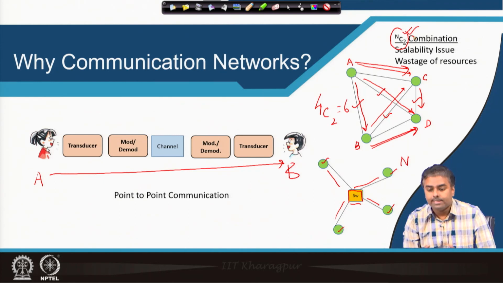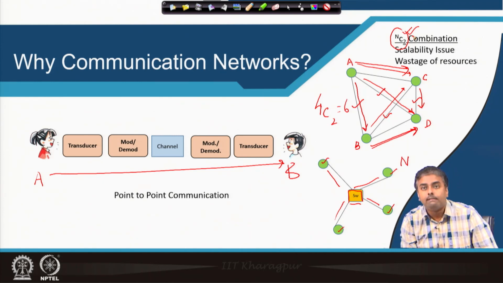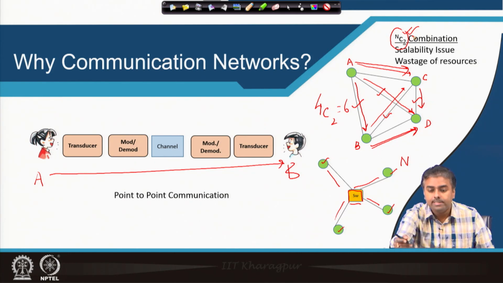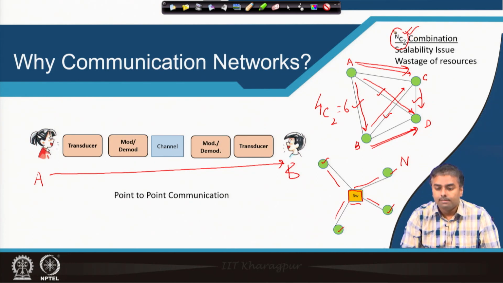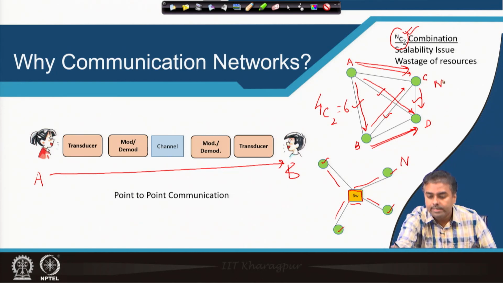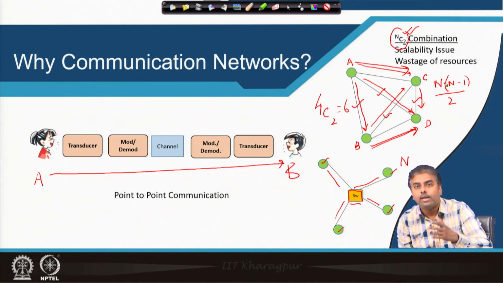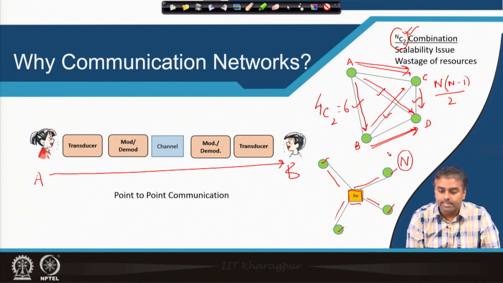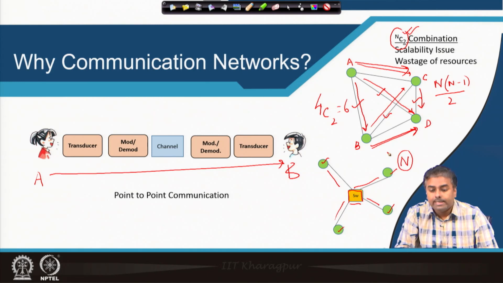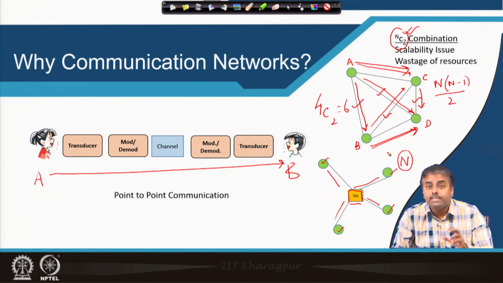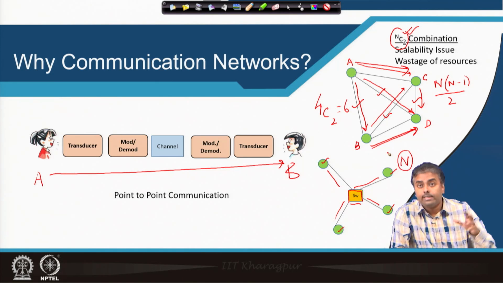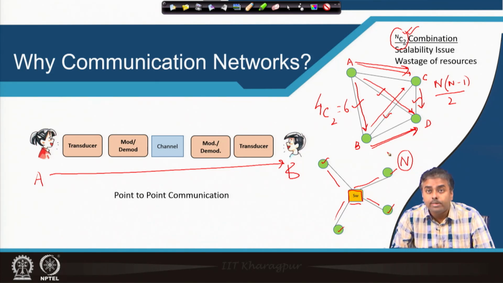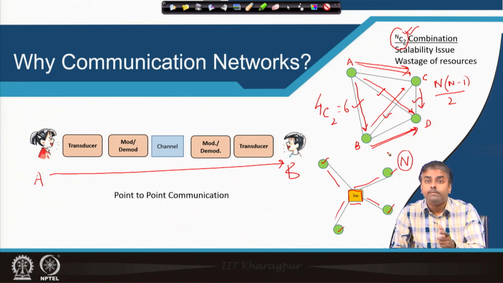So, as the number of nodes increases, a huge number of connections will be needed. Actually I should not say exponentially, it is quadratic. NC2 will be n into n minus 1, divided by 2, so it has an n square term. It increases in a quadratic fashion, whereas this increases with respect to n in a linear fashion. So, I give this connectivity, but now let us see whether we can provide the flexibility that anybody can talk to anybody at any time. For that, this switch has to be designed properly.